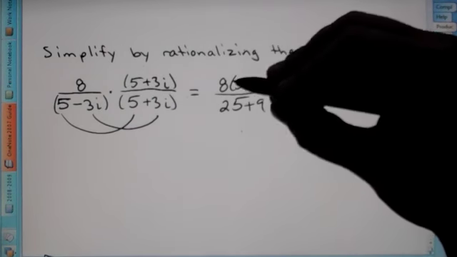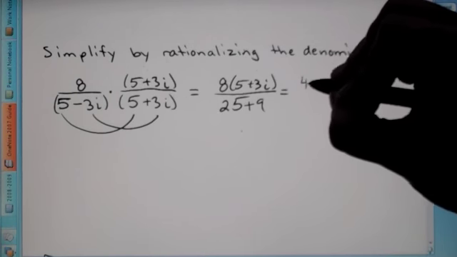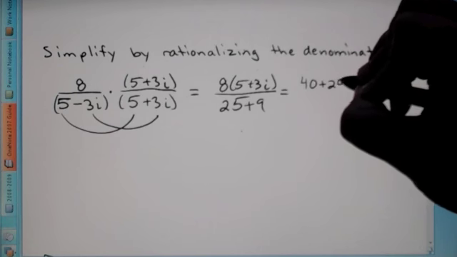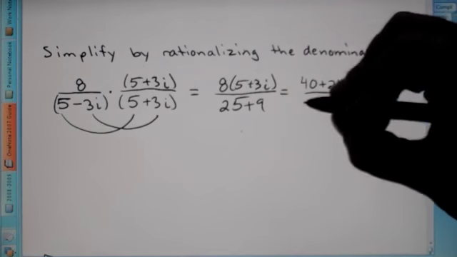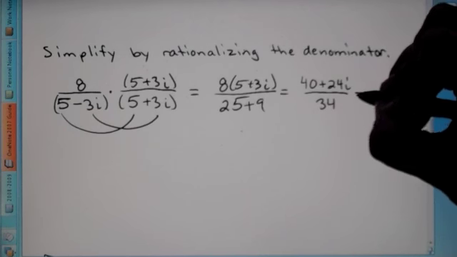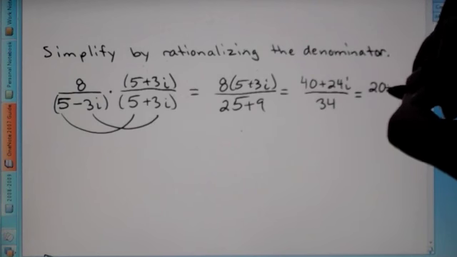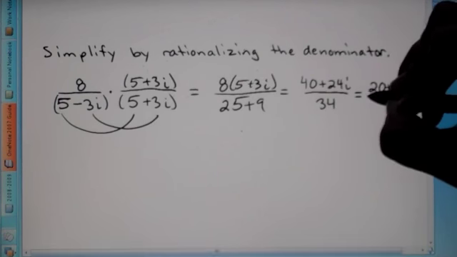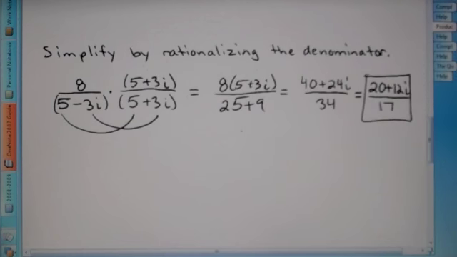So lastly, we're just going to simplify this. So we have 40 plus 24i over 34. And when you look at all three of these terms, they all are divisible by 2. So let's reduce all of this by 2. So our final answer would be 20 plus 12i over 17. This would be our final answer.